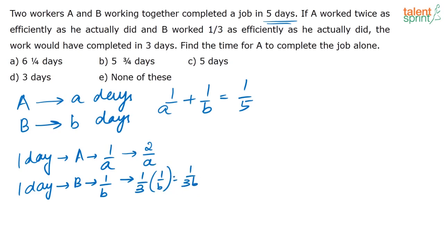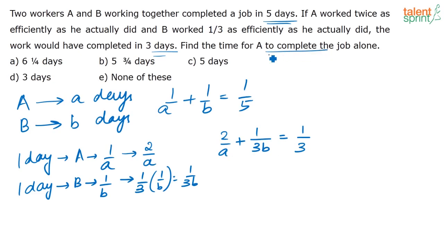Now in this case, they are completing the work in 3 days, correct? So now A is finishing 2 by a of the work in a day, and B is finishing 1 by 3b of the work in a day, and put together they finish 1 by 3 of the work, since they complete it in 3 days. So these are the two equations: 1 by a plus 1 by b is equal to 1 by 5, and 2 by a plus 1 by 3b is equal to 1 by 3.